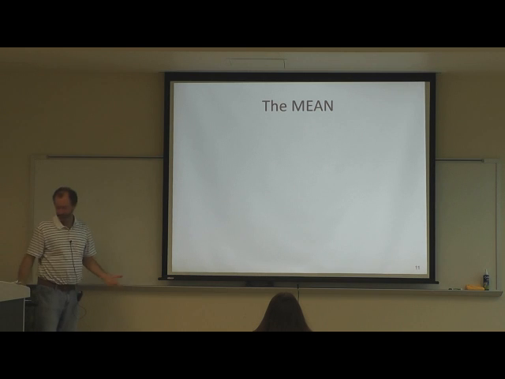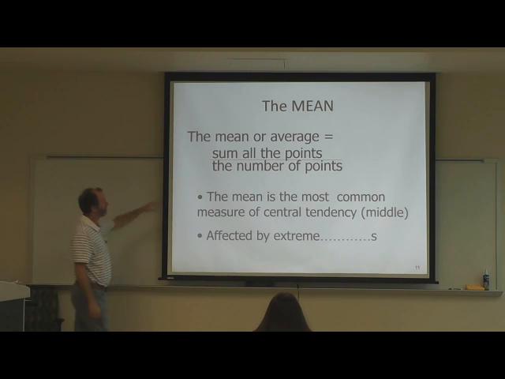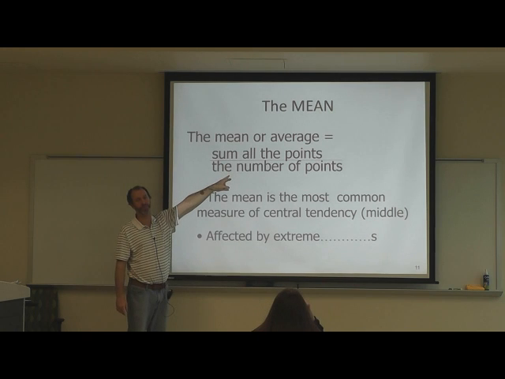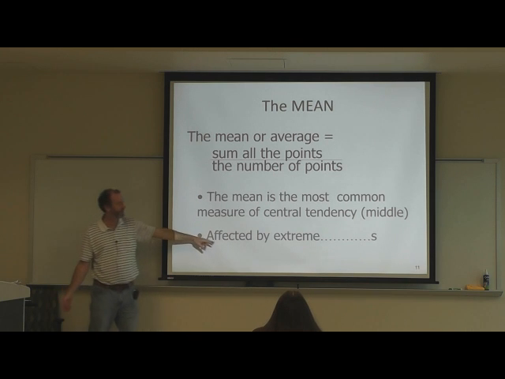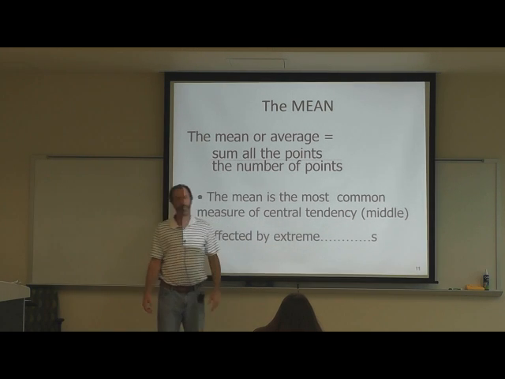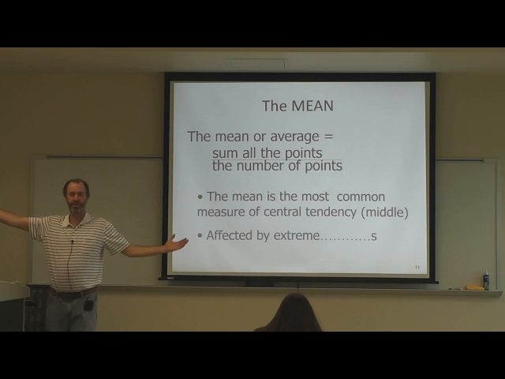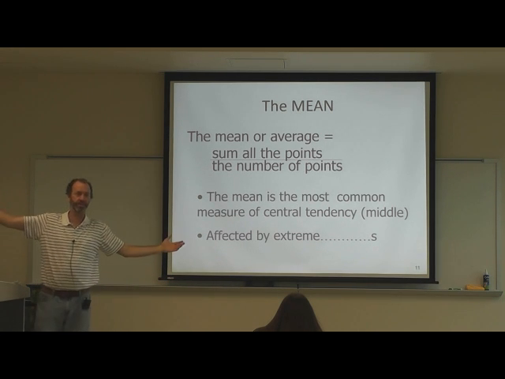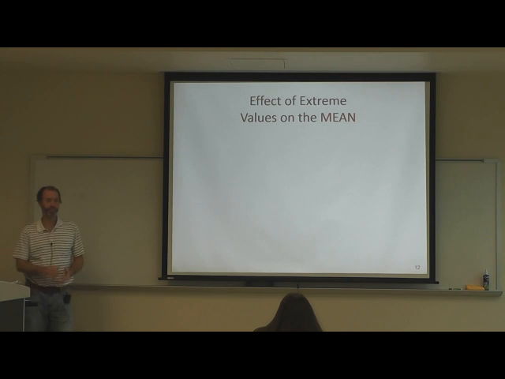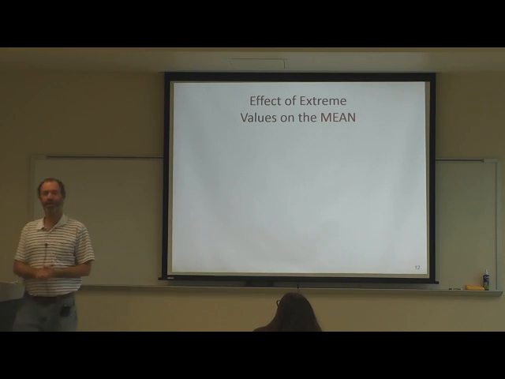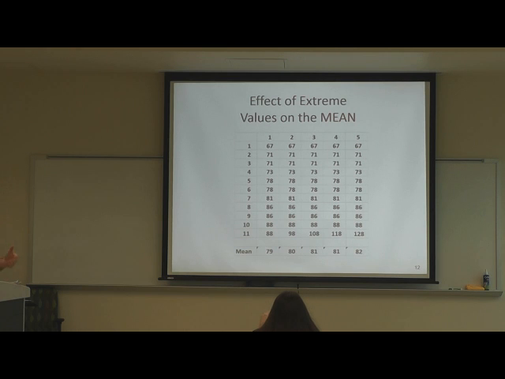The mean, or the average, is the sum of all the points divided by the number of points. It's the most common measure of central tendency, and it's affected by extremes, right? If we have one outlier, it's going to skew that mean one way or the other. Whereas the mode and the median aren't affected by extremes. When you do the mean of the population group, don't you exclude outliers? Well, you can't just say that one's high. There's a test that you do. Well, yeah, okay.